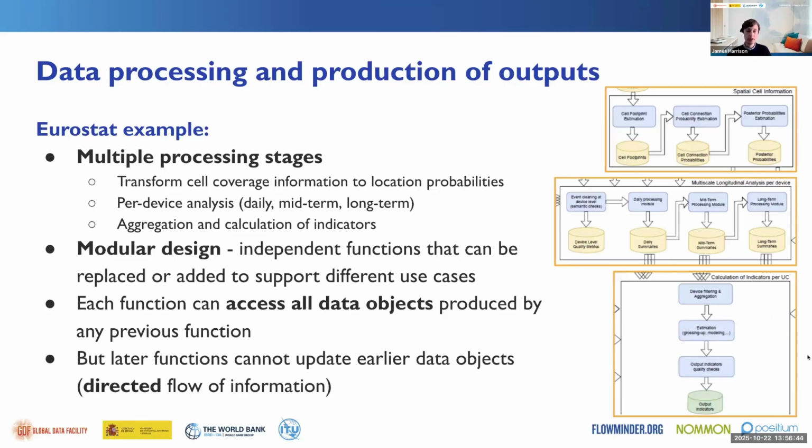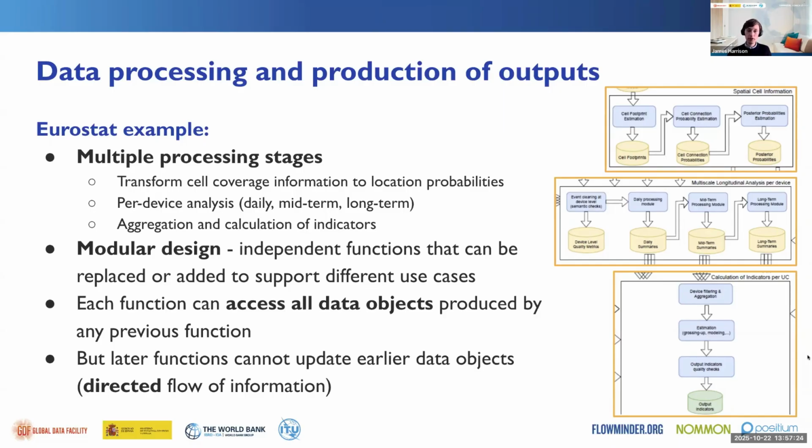So coming back to our example of the Eurostat multi-MNO pipeline here, the data processing steps here, I've split it into multiple processing stages here. So the top box here is the transformation of cell coverage information to location probabilities. I won't go into the details of the methodology here, but this is essentially going from a map saying which areas are covered by this cell to instead a map of if a device connects to this cell, where are they most likely to be?